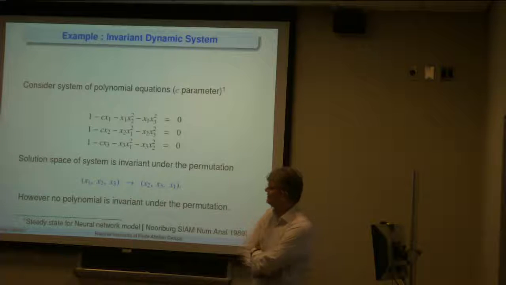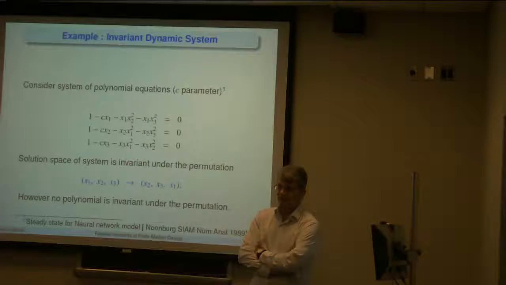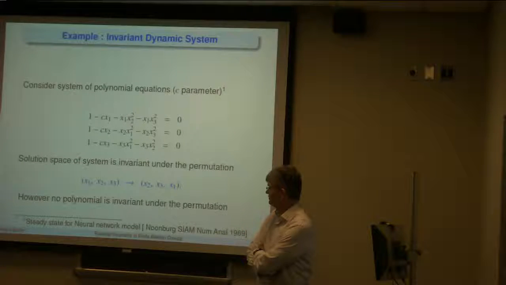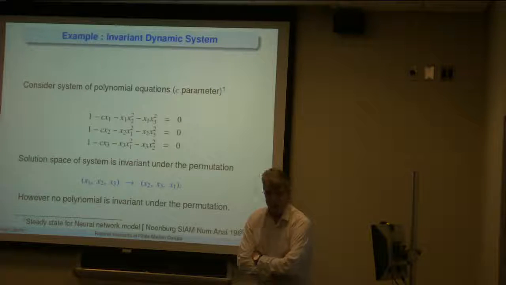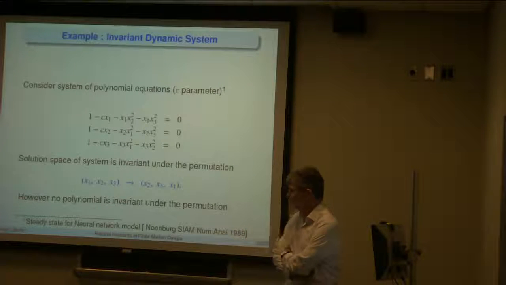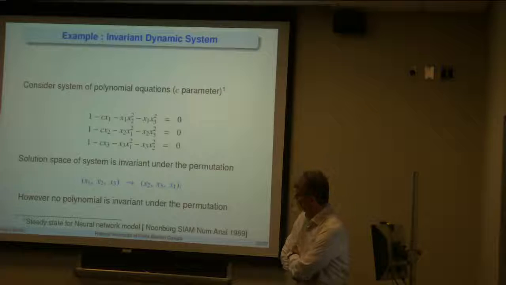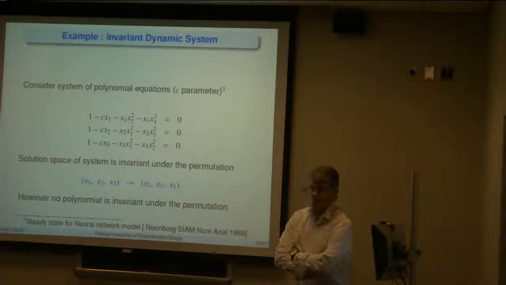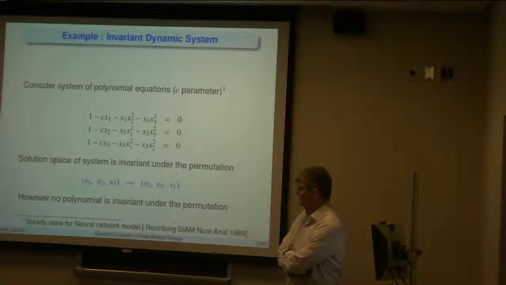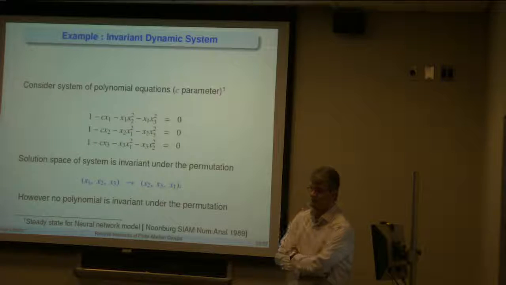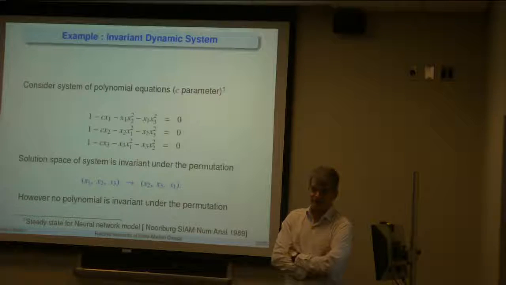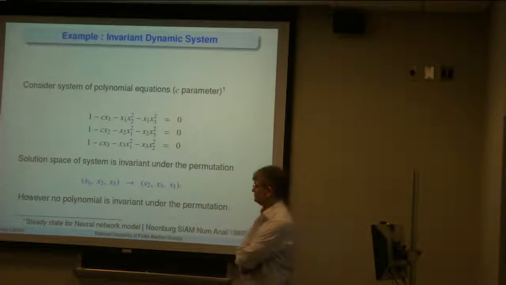This is invariant under permutation X1, X2, X3, again the same permutation we saw at the beginning of the lecture. However, it's a little different. It's not contrived. What's different about it is that no single polynomial is invariant under the permutation. The solution space is invariant, but not each individual polynomial. So that's a little different.